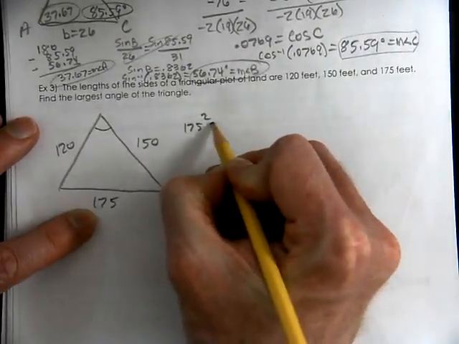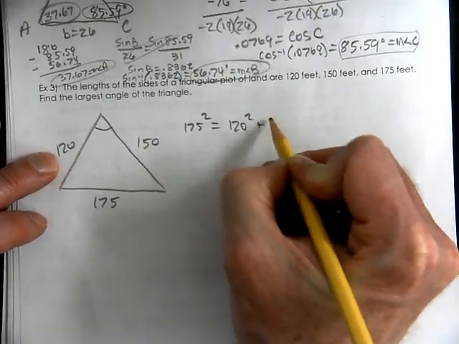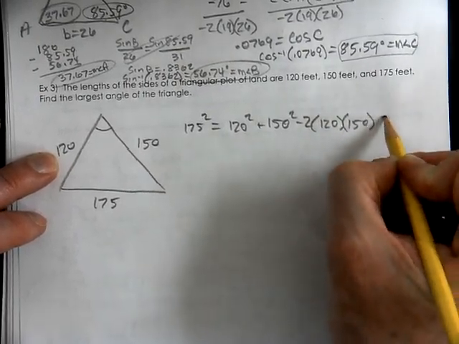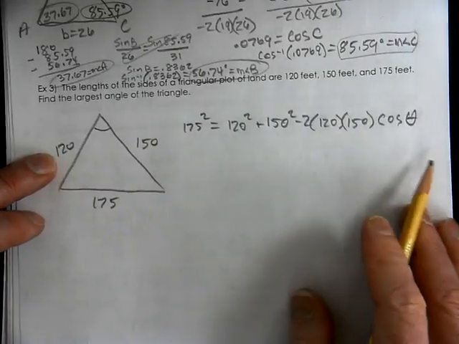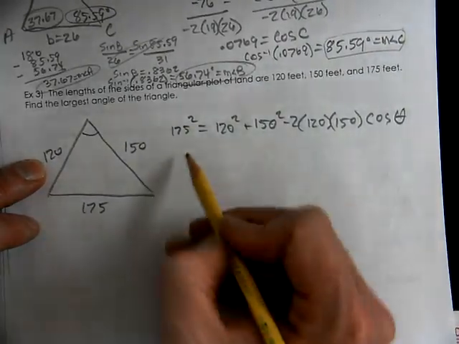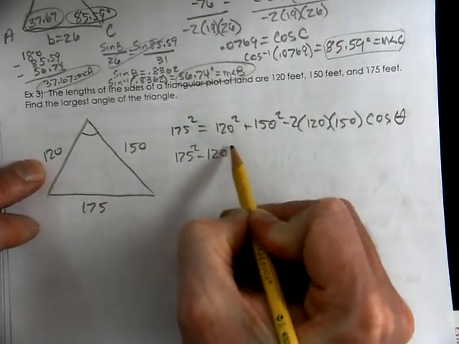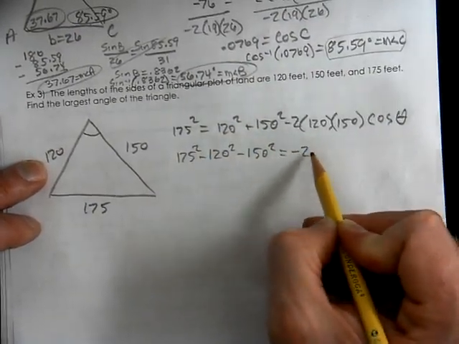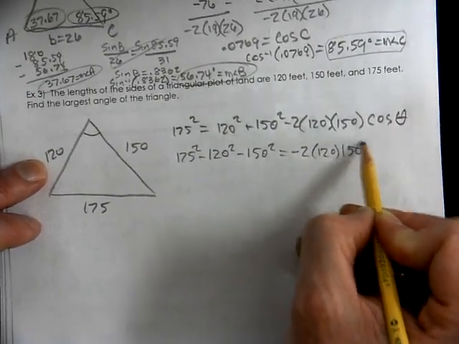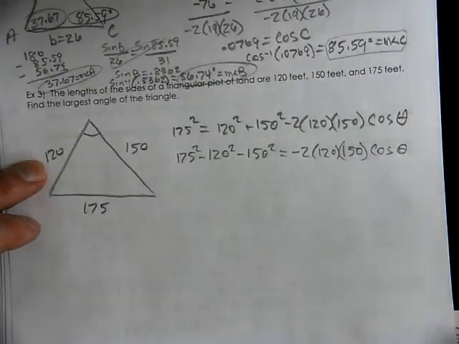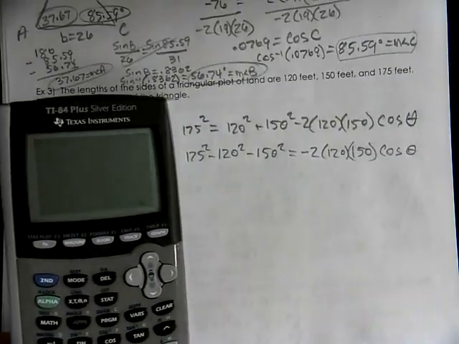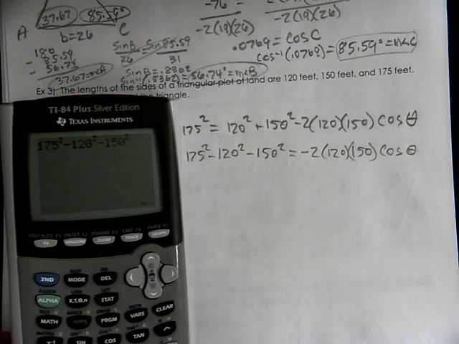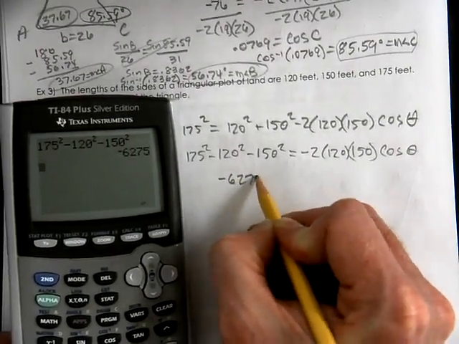So 175 squared is going to equal the other two sides squared minus 2 times those sides times the cosine of our angle, and I'll just call it theta. So I'm going to take the 175 and subtract the 120 squared and the 150 squared. That's going to leave all this other on the other side. So we go to our calculator, 175 squared minus 120 squared minus 150 squared. We get this pretty big number.